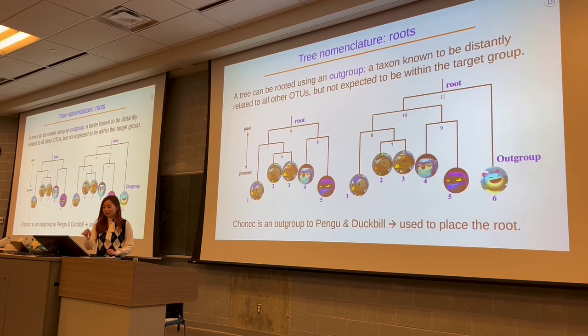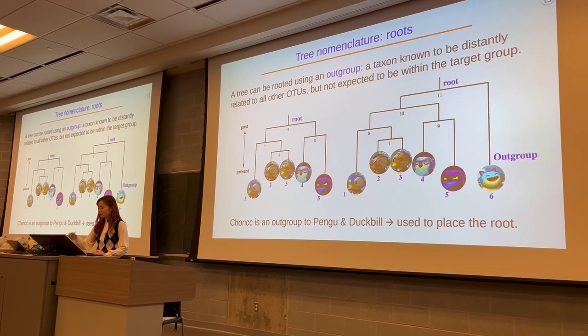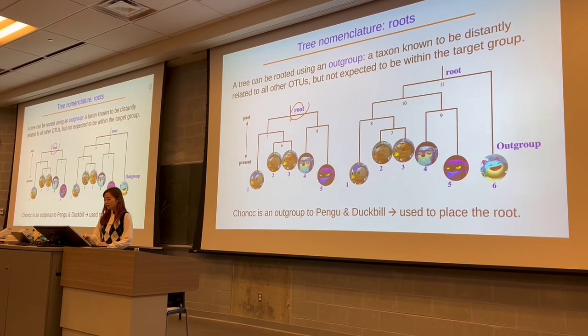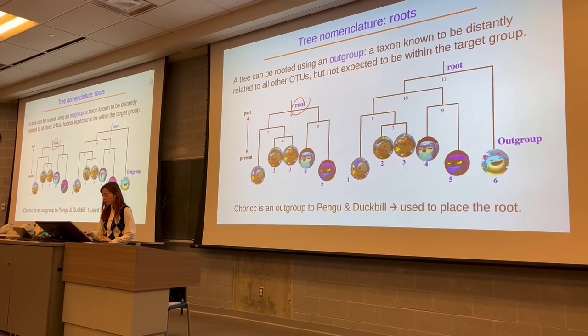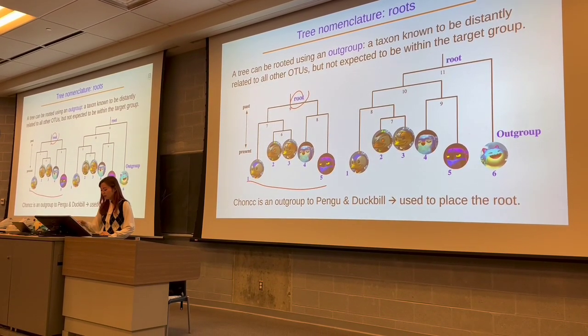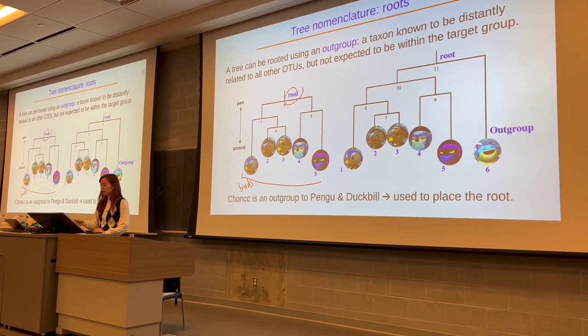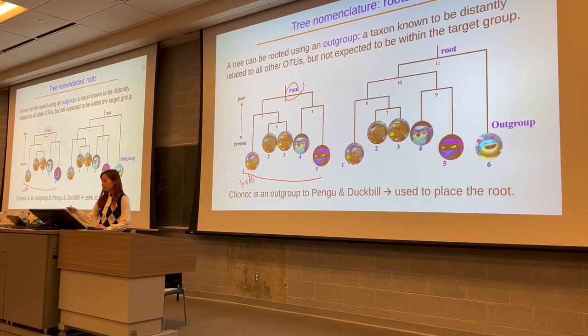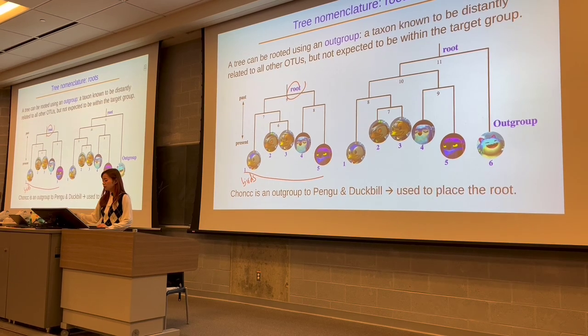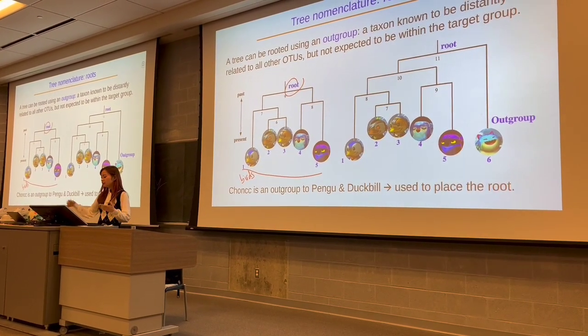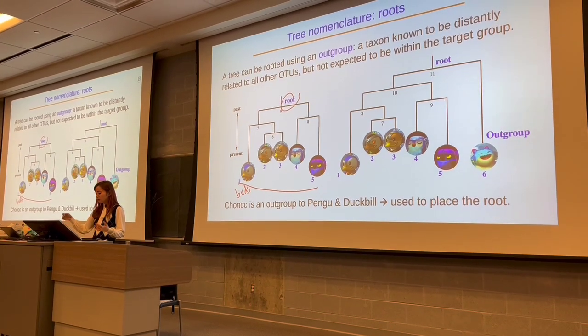This one might make more sense. Okay, so if you are not actually confident of the common ancestor of whatever species group you're studying, so for example, these are penguins and duckbills, right? So these are the birds. What you can do is in your tree, you can actually include an outgroup. So if we know that chonk is distantly related to penguins and duckbills.